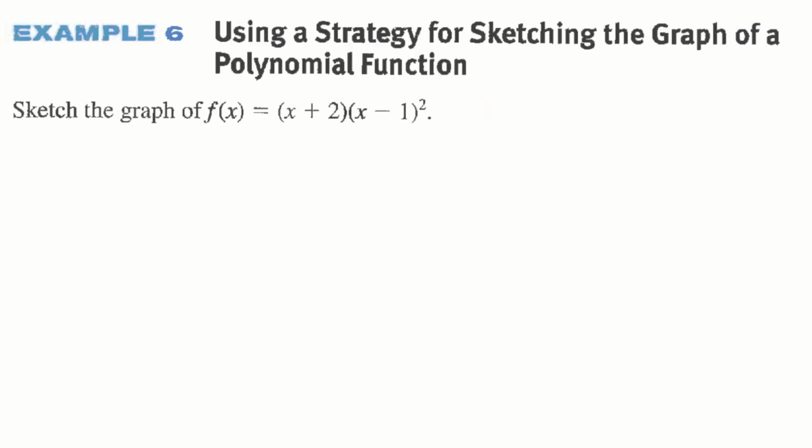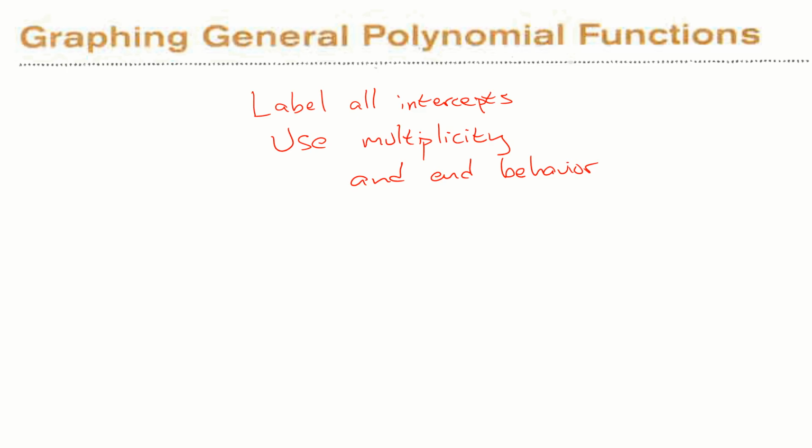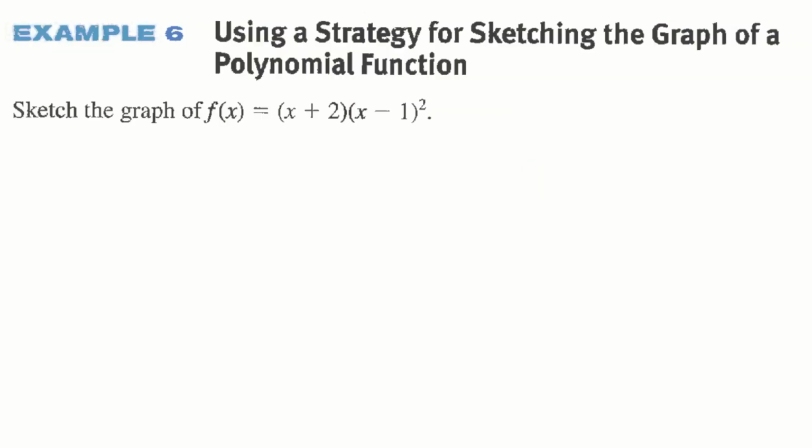So here we go. All right, so use a strategy for sketching this. First things first, we need to label all the intercepts. The x-intercepts are the zeros. So we have a zero at negative 2, x-intercepts: negative 2, multiplicity of 1, and 1, multiplicity of 2.